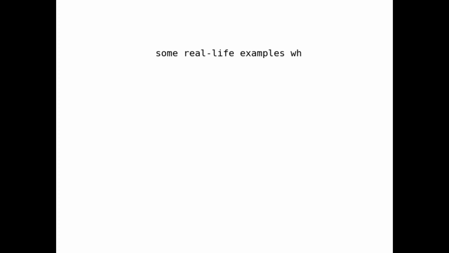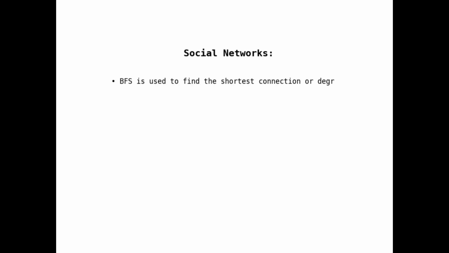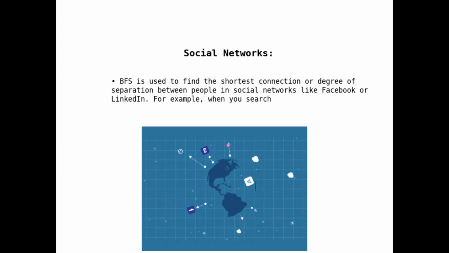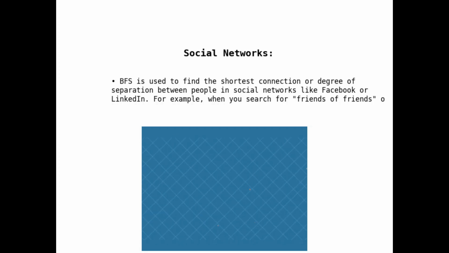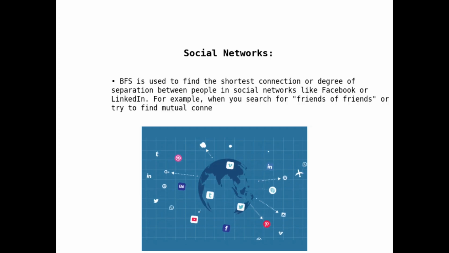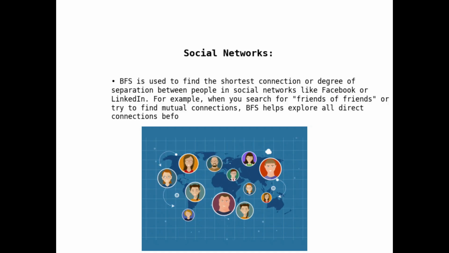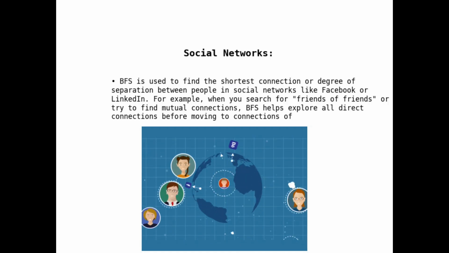Now let's take a look at some real-life examples where BFS is used effectively. Think about social media networks like Facebook or LinkedIn. When you are searching for mutual friends or the shortest connection between two people, BFS comes to the rescue. It helps by exploring the shortest path, like Ram is connected to Sam, who knows Sita and who is connected to you. In this case, all direct friends will be checked first before moving to their friends of friends.